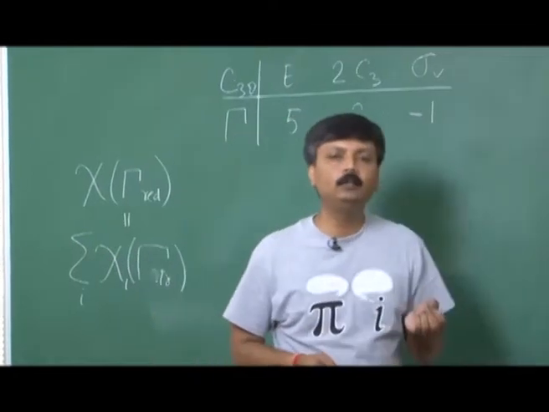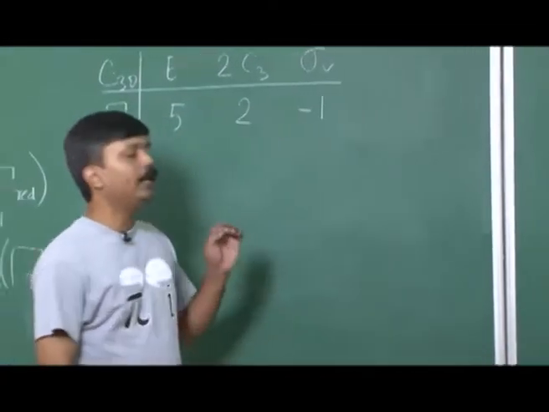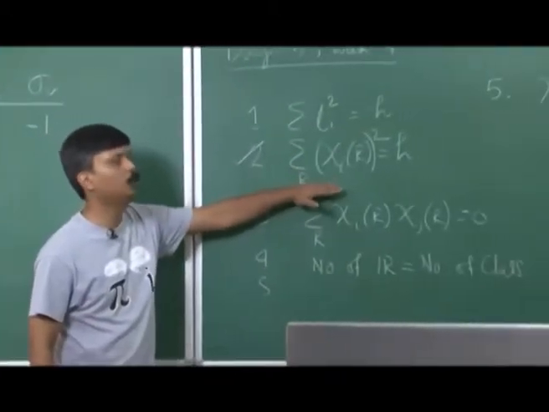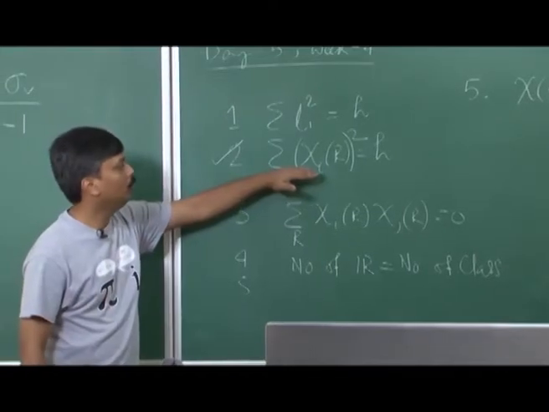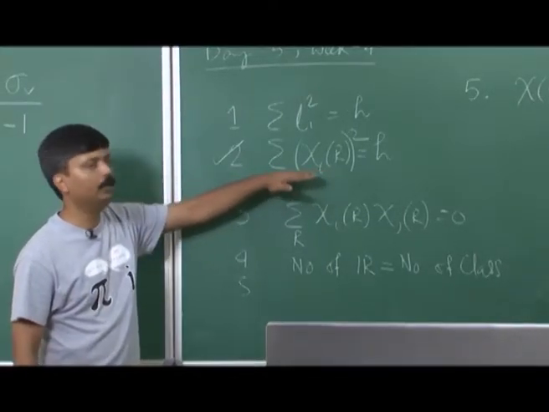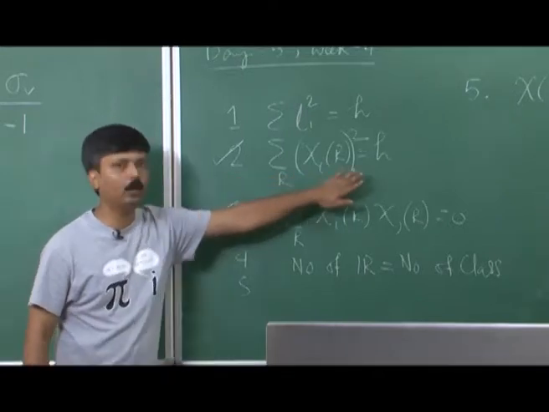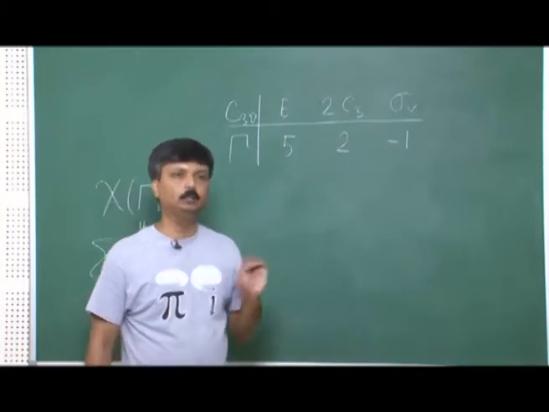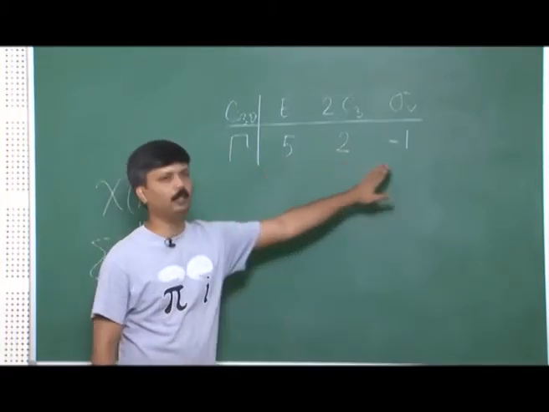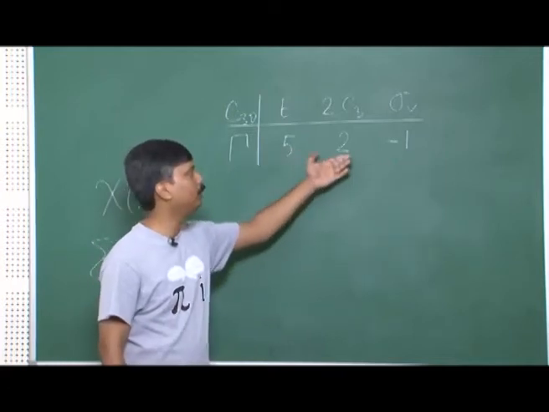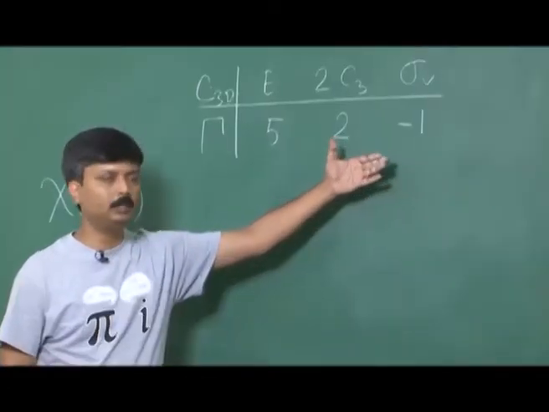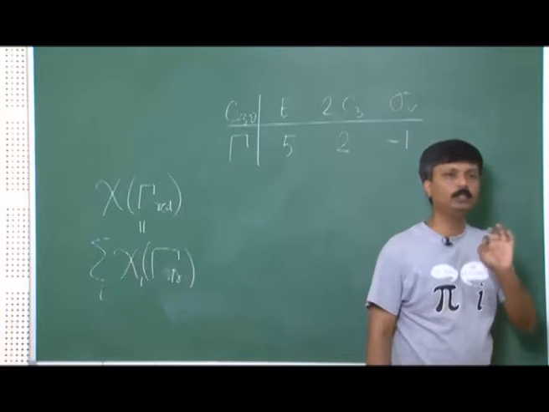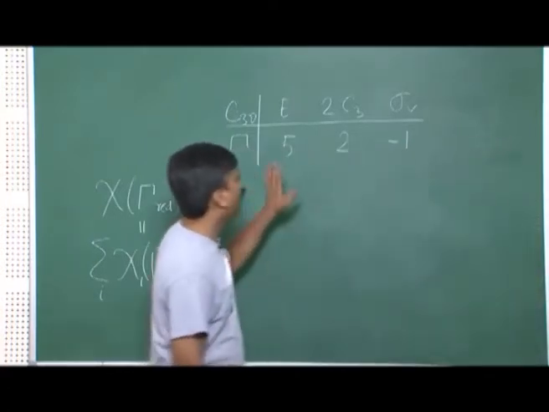How do we know this is reducible? Because for any given irreducible representation, this rule 2 should be valid: chi square, if I sum it for any given IR, should be the order of the group. If it is greater than the order of the group, then definitely it is reducible. Here you can very easily figure out 5 squared is 25, and when you square it all becomes positive. So this is much higher than the order of the group, which is 6.